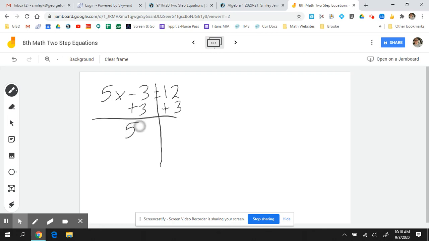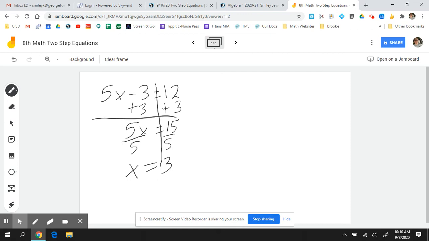And you get 5x equals 15. Divide by 5 and x equals 3. So almost the same like the first few problems, except now we have a subtraction sign right there. We do the opposite.